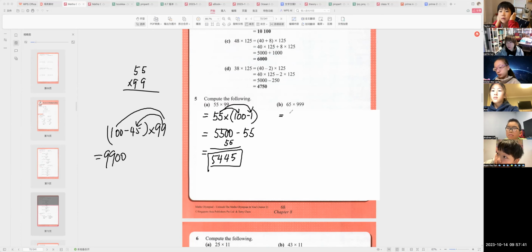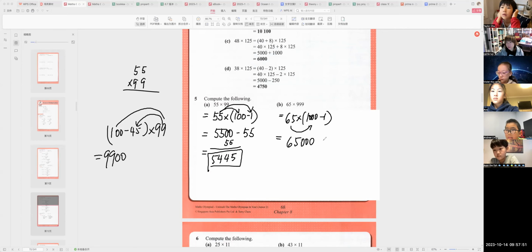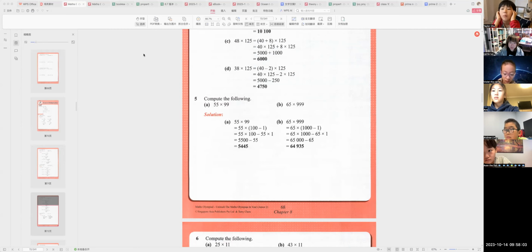Okay, so this one, the same thing, 65 times 1,000 minus 1. Correct, Taylor? Okay, so 65 times 1,000 equals 65,000 and minus 65. So 65,000 minus 65 equals 64,935. So the answer is 64,935.